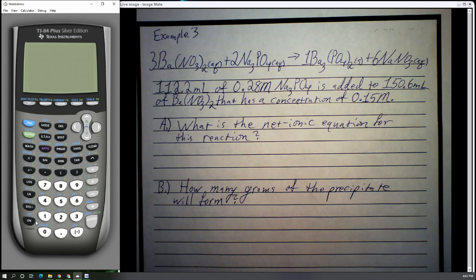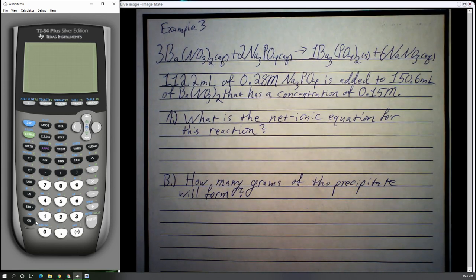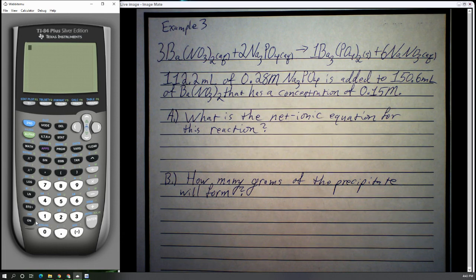Okay, in this video we're going to go through examples 3 and 4. So here we have the double replacement reaction of barium nitrate and sodium phosphate to produce barium phosphate and sodium nitrate. So we have a 112.2 milliliter sample of 0.28 molar sodium phosphate, and we're adding it to 150.6 milliliters of barium nitrate that has a concentration of 0.15 molar.